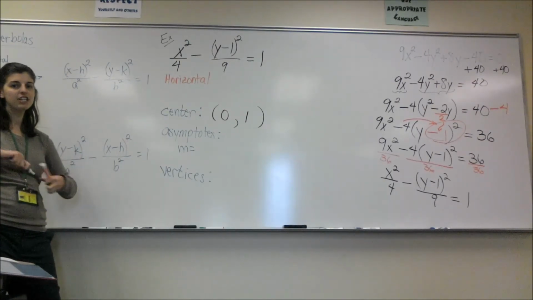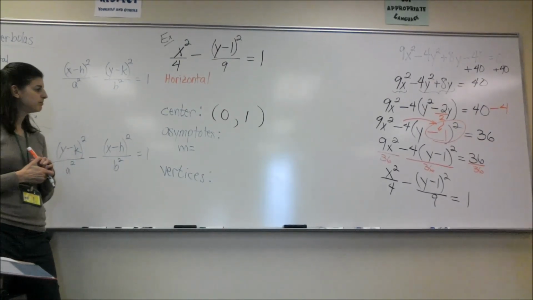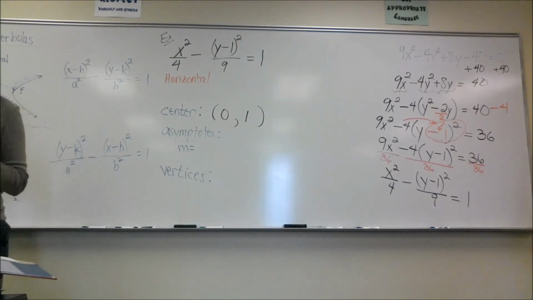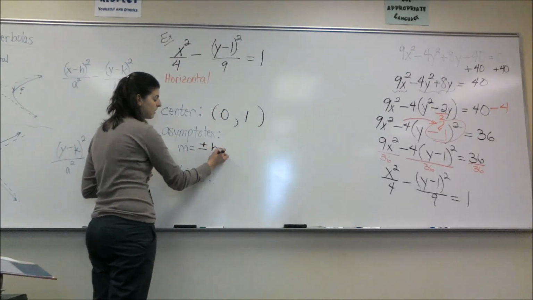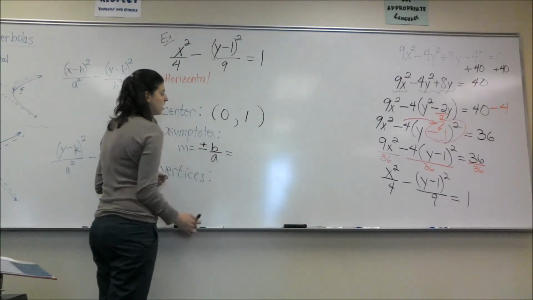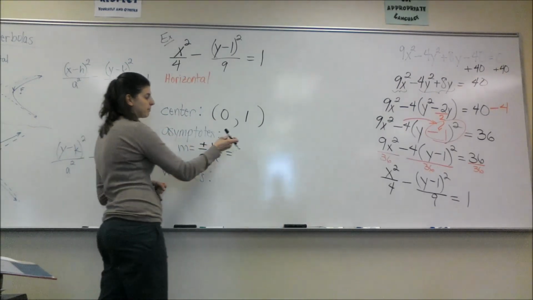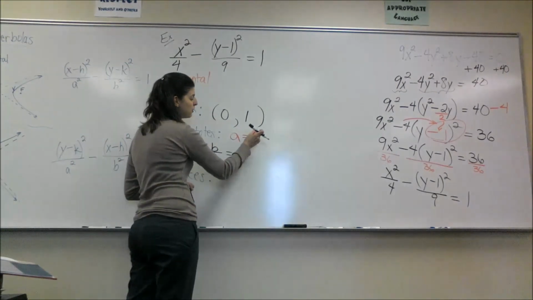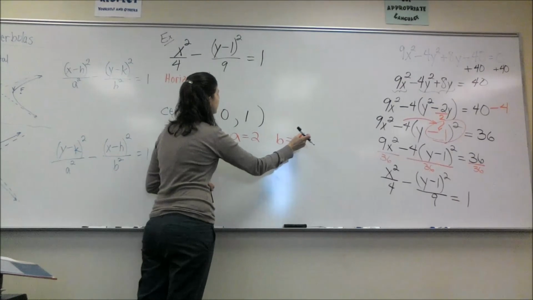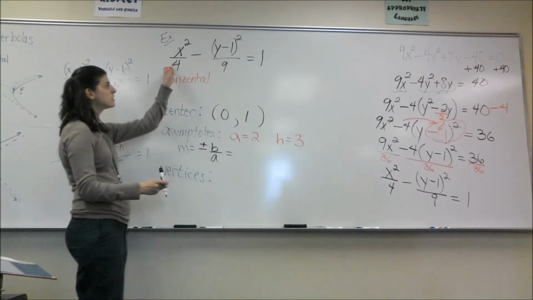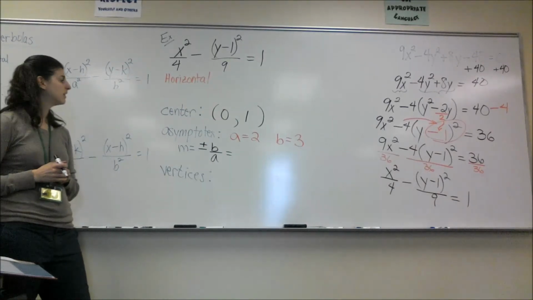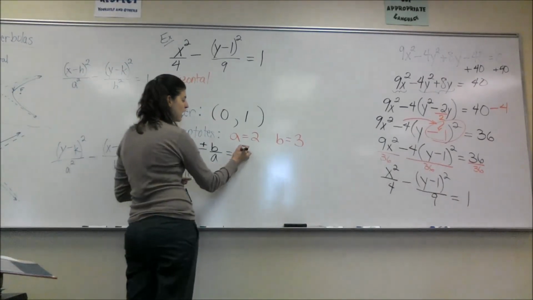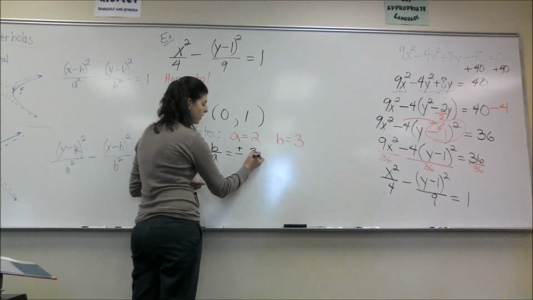All right, I'll finish this on the video. The asymptote slopes for the horizontal hyperbola are going to be plus and minus b over a. All right, so I need a and b. A is going to be 2. B is going to be 3, because a is the square root of the first denominator and b is the square root of the second denominator. Okay, so plus and minus 3 over 2.